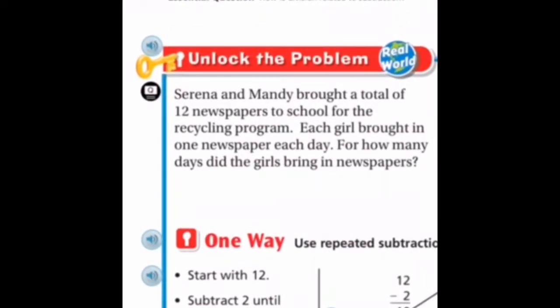It says Serena and Mandy brought a total of 12 newspapers to school for the recycling program. Each girl brought in one newspaper each day. For how many days did the girls bring in newspapers? Well, one thing to know here is we have two girls, right? So if each girl brings in one each day, that means each day they are bringing in a total of 2 newspapers. And we want to get up to 12.